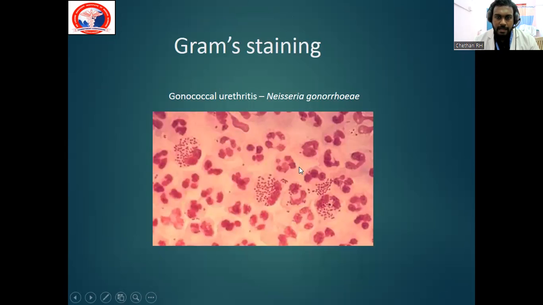This is how a gram negative organism looks. It appears pink in color. One typical example is Neisseria gonorrhoeae. You can see there are multiple intracellular diplococci which are located inside this cell. These are gram negative organisms. This is very useful in the diagnosis of gonococcal urethritis, which might present to our skin clinic.